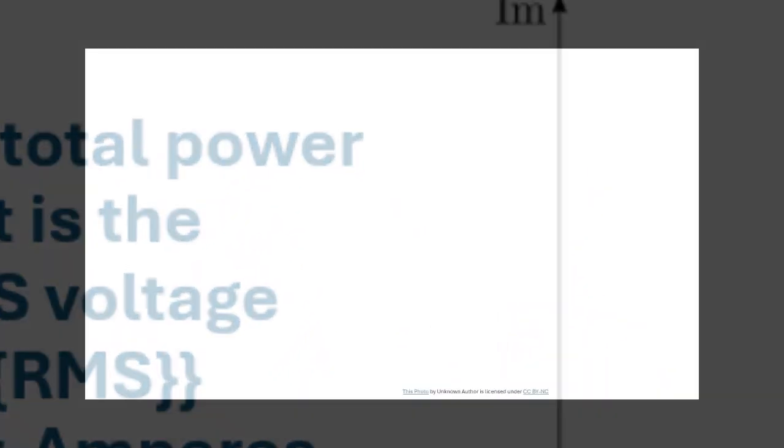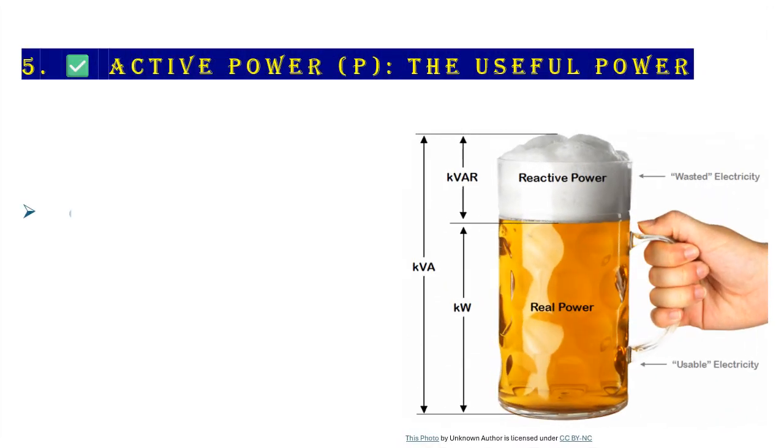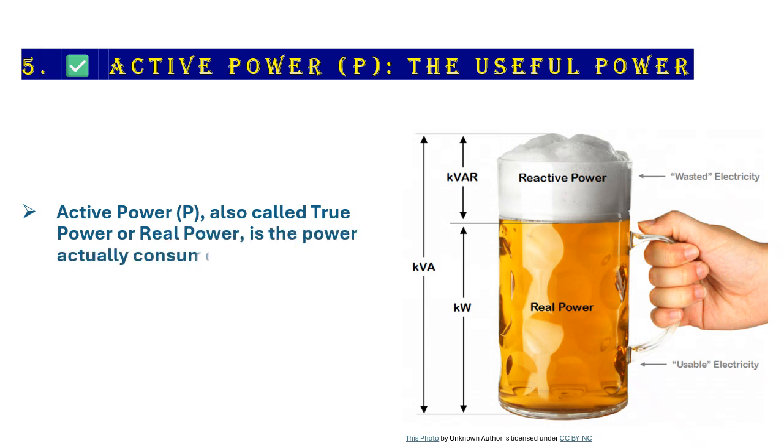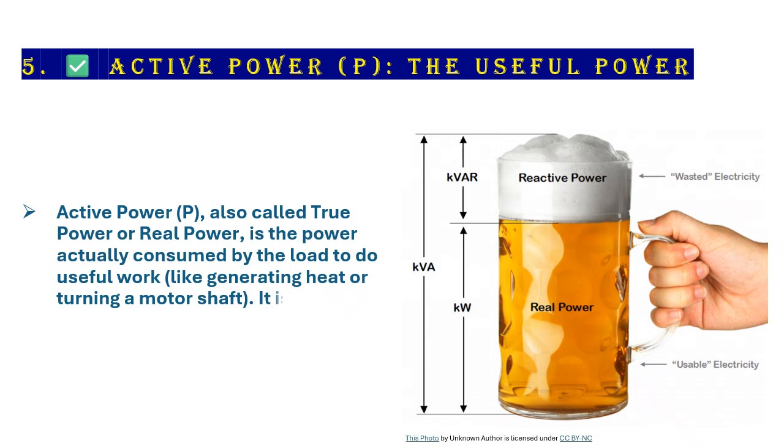5. Active power, P. The useful power. Active power, P, also called true power or real power, is the power actually consumed by the load to do useful work, like generating heat or turning a motor shaft. It is the energy you get billed for. Its unit is the watt, W.